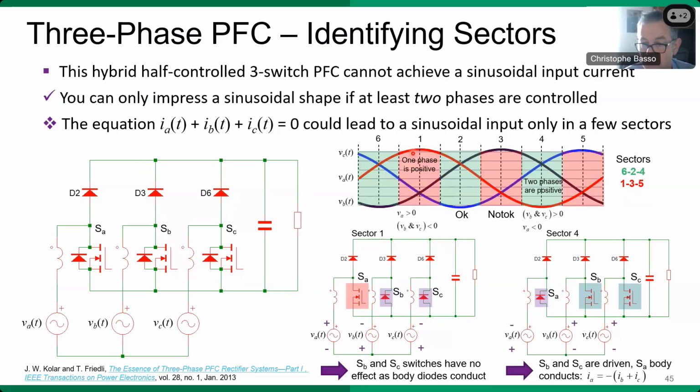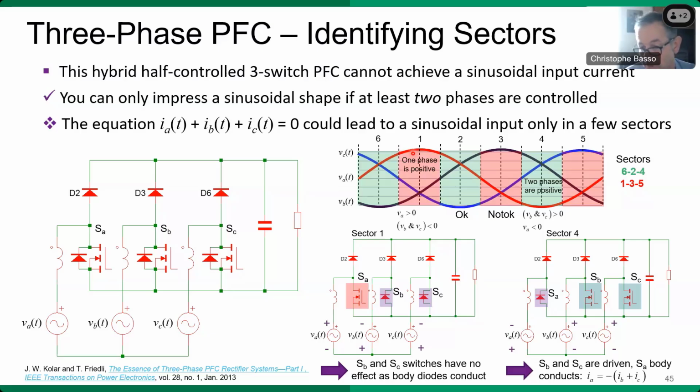And now in sector 4, we have two positive phases, and we can drive switches SB and SC for impressing the desired sinusoidal shape. So theory states that if you can control two phases in the balanced system, the current in the third phase is automatically controlled, considering the sum of the instantaneous currents being equal to 0.